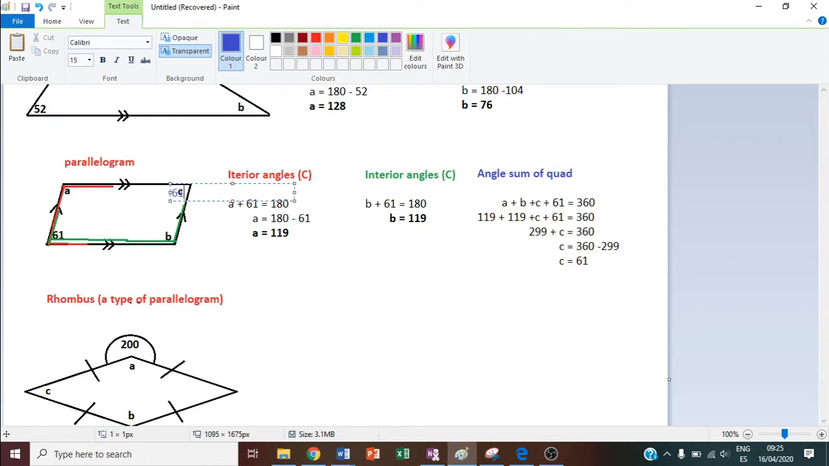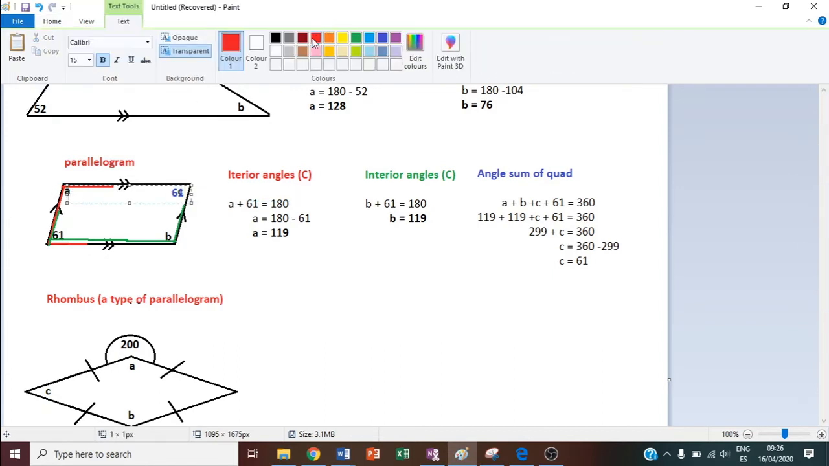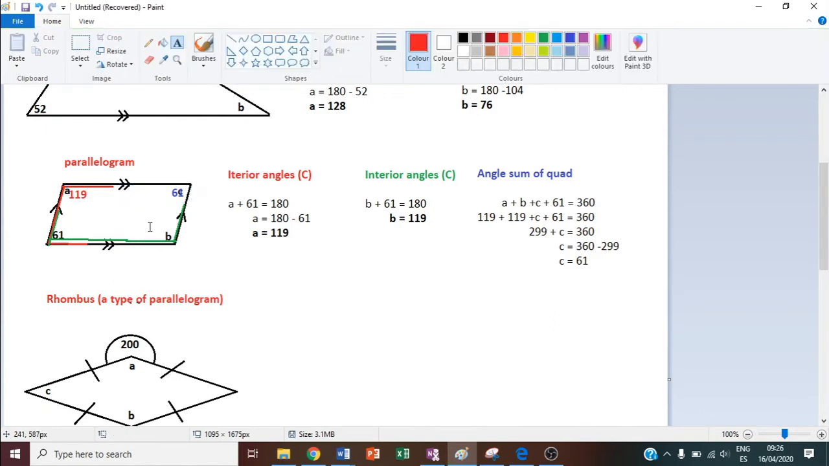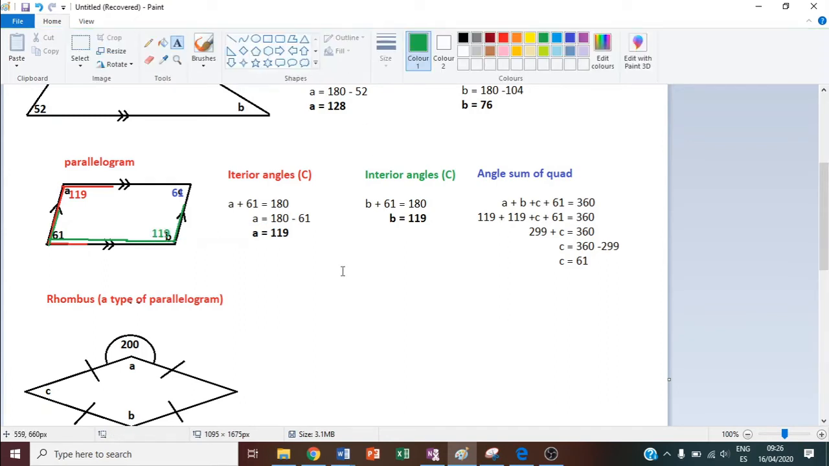So this is 61. And this one was 119. Put this in red. And this one down here was also 119. So put that in green. Okay. Right, so we're ready to go on to our rhombus then.